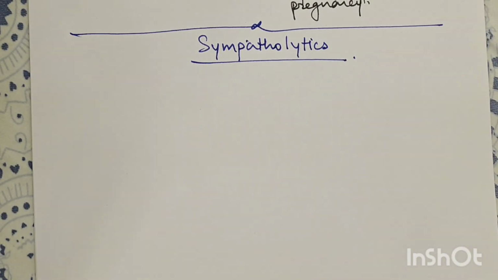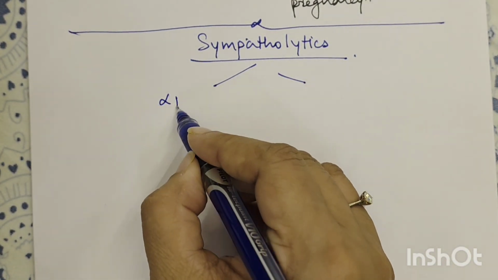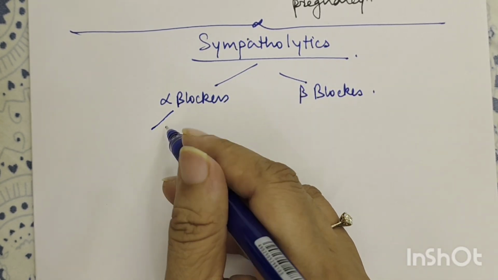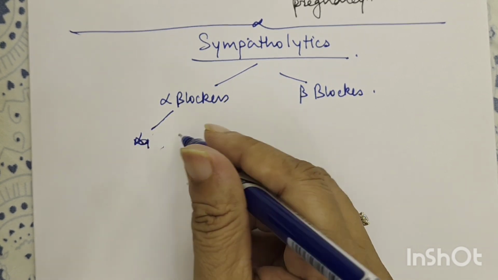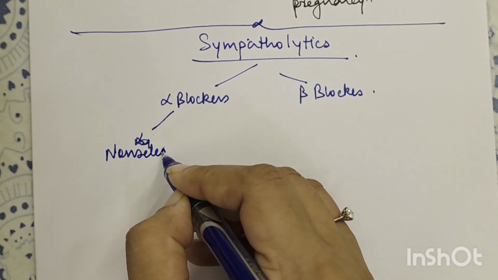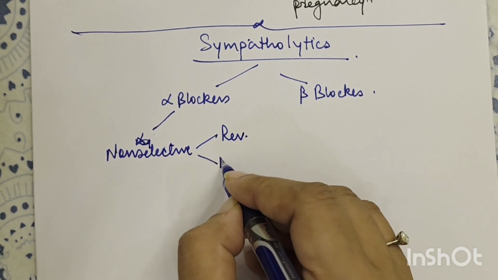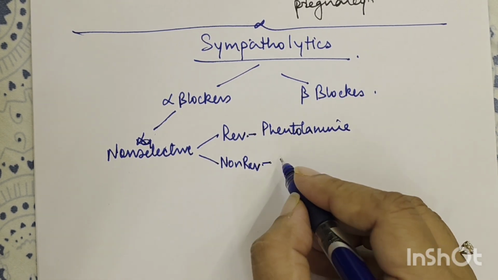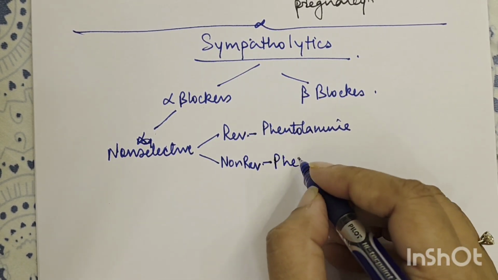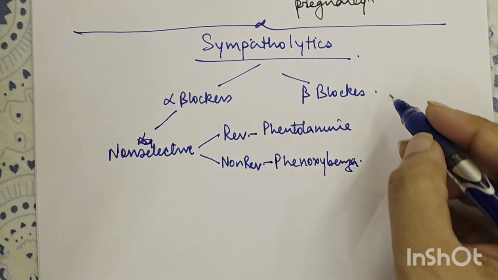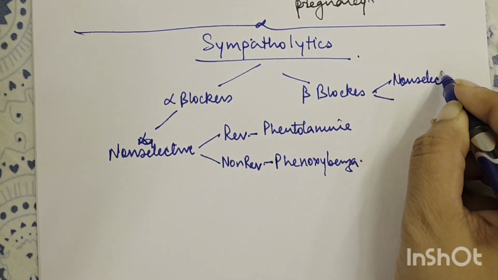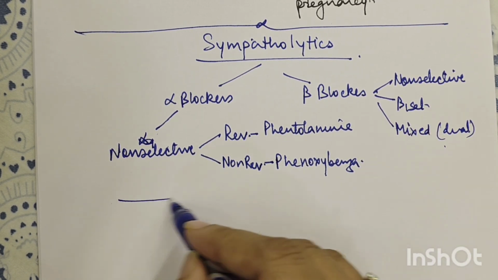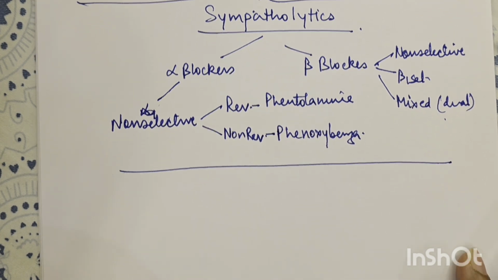Now we come to the sympatholytics. Okay, now in sympatholytics we'll be studying about what all? Alpha blockers and beta blockers. Okay, now alpha blockers are divided into non-selective and then non-selective is divided into reversible and irreversible. Okay, now reversible we have phentolamine, and irreversible we have phenoxybenzamine. Okay, beta blockers are divided into non-selective, that is beta 1 plus beta 2, then beta 1 selective, and then we have mixed or dual action, that is alpha plus beta. So this is the classification of sympatholytics. Let's see them one by one.